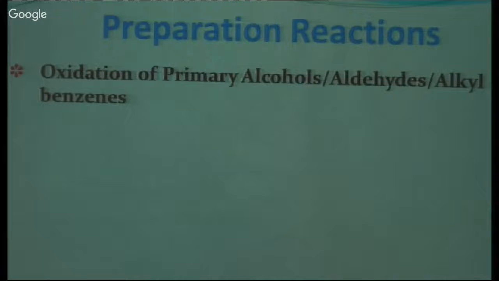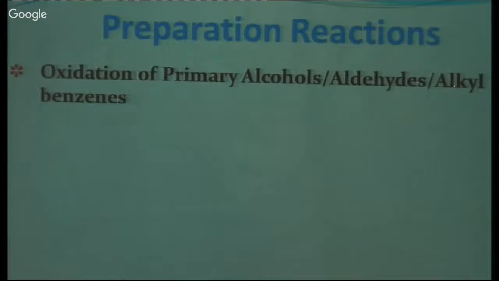We have seen how by using either strong oxidizing agents as well as weak oxidizing agents, because of the higher reactivity of aldehydes, it is possible to convert them into carboxylic acids having the same number of carbons, right?